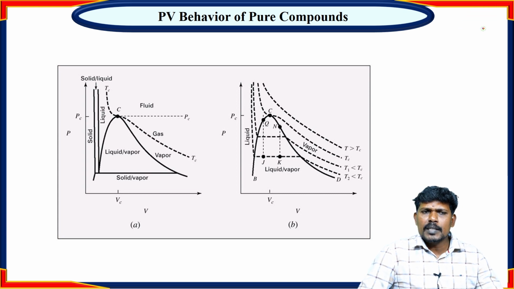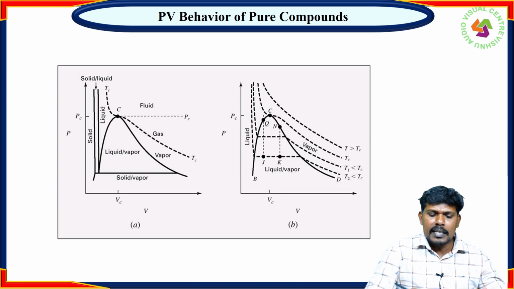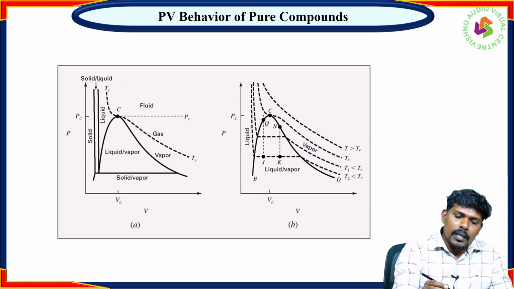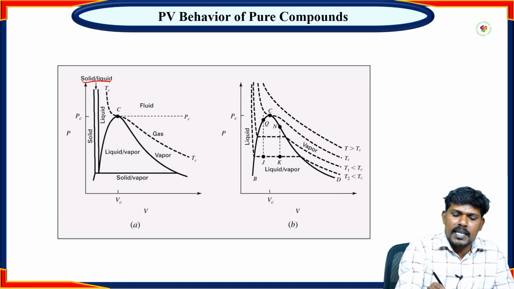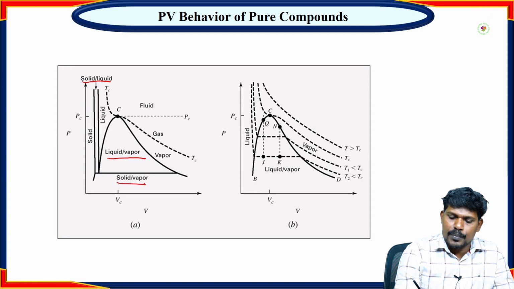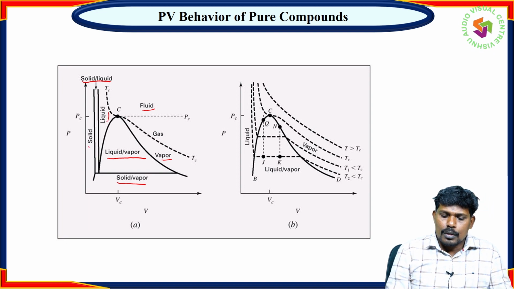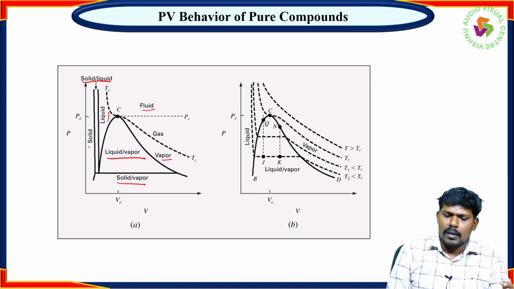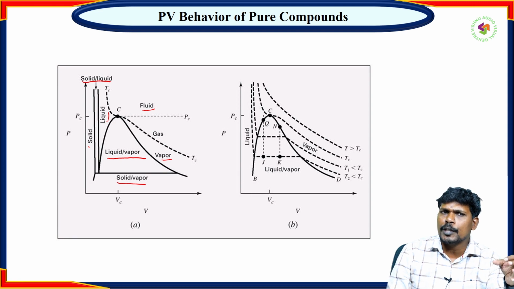And apart from that, in the PT diagram, the equilibrium curves are like lines only. But here in a PV diagram, the equilibrium lines are regions. We can see here the solid-liquid region. So the equilibrium line is represented as a region, a solid-liquid region, and this is the liquid-vapor region, and this is the solid-vapor region, and this is a vapor. This is the fluid region beyond the critical point. This is a liquid region, and this is a solid. So here we can see how the volume of a particular compound is changing.